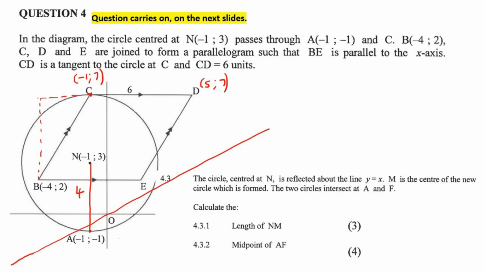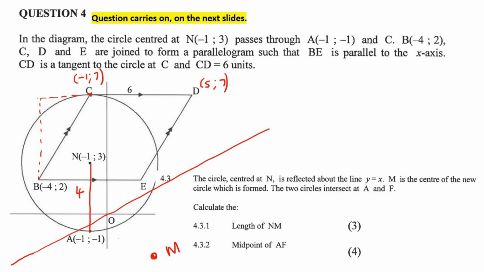So they said M is the center of the new circle. Okay, so M for Matthew is going to be somewhere here probably, because they're reflecting it across that line. M is the center of the new circle. The two circles intersect at A and F. Okay, so I'm not going to have space to do this, but we're going to have a brand new circle.